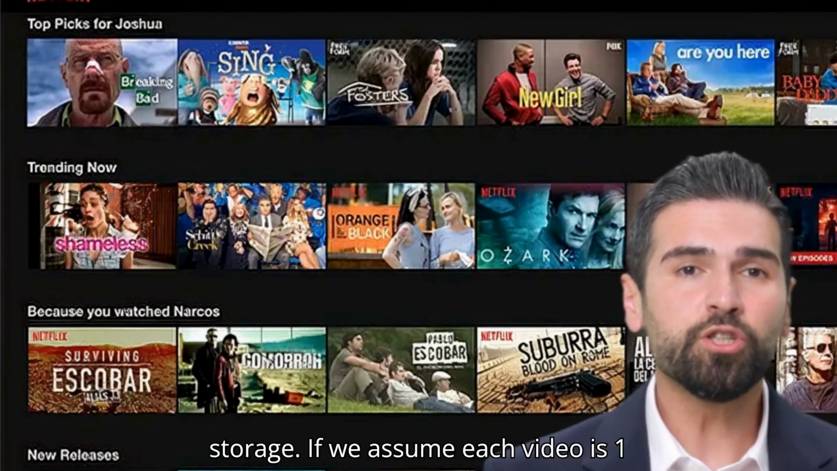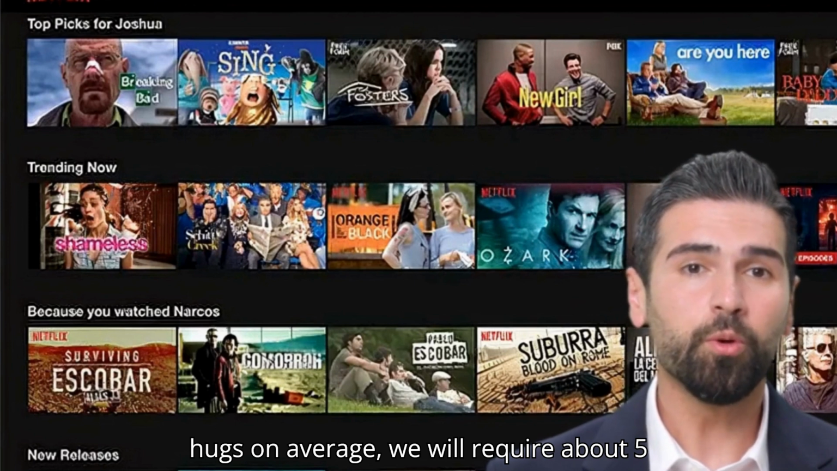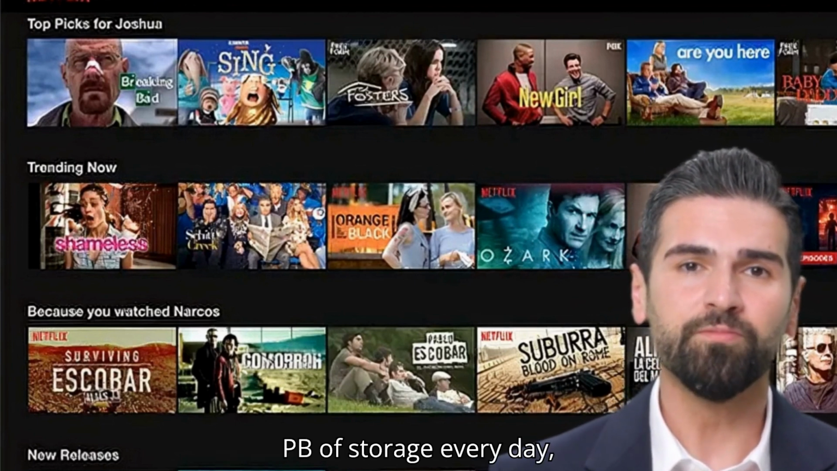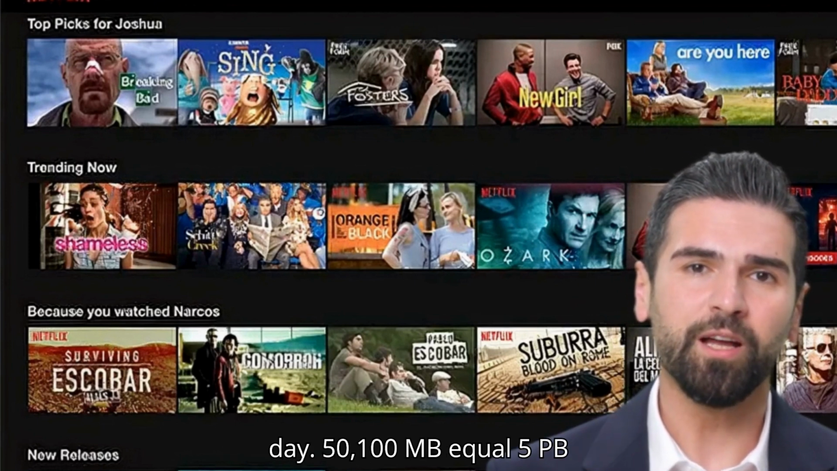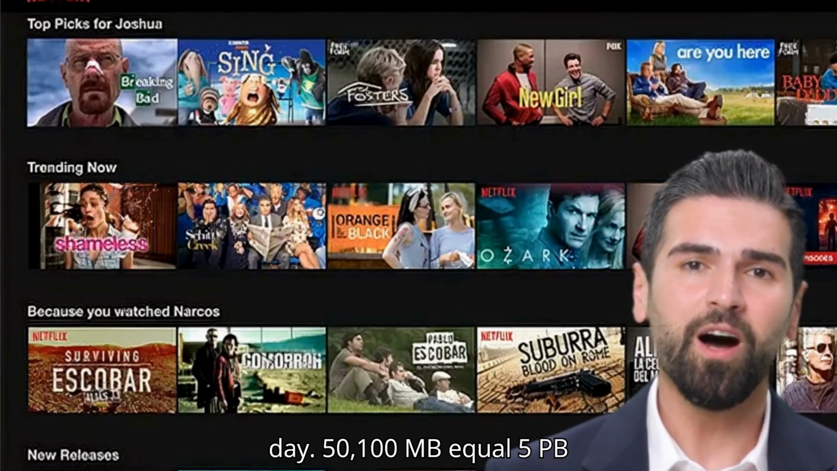Storage. If we assume each video is 100 MB on average, we will require about 5 PB of storage every day. 50 million times 100 MB equals 5 PB per day.